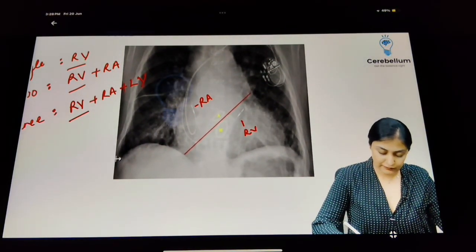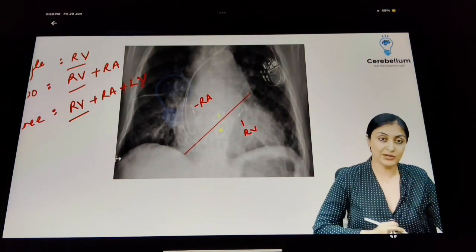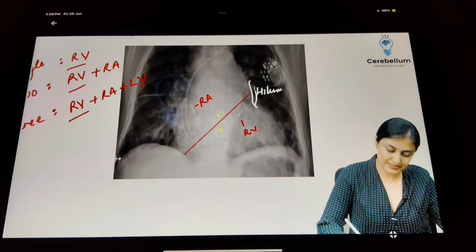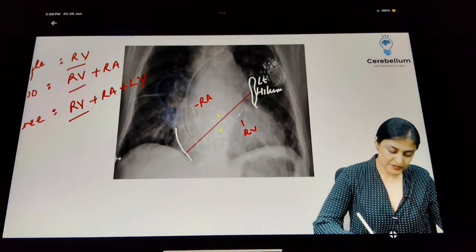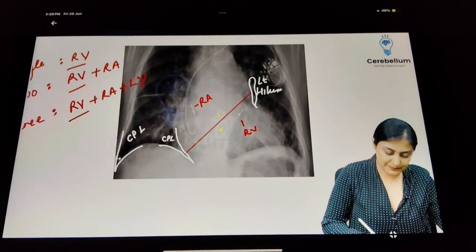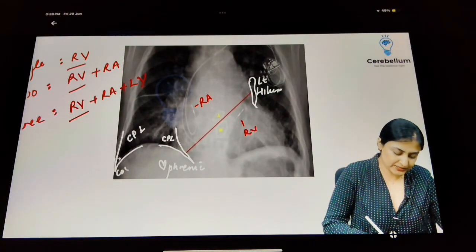So how to know whether a valve, if they label this and ask whether it's aortic or mitral? For that you have to remember a line. Draw a line from the left hilum. This is the hilum, right, where you have the vessels going down. So this is the left hilum. And what is this angle called? This angle is my CP angle, which is costophrenic angle. This is my other CP angle, which is my cardiophrenic angle. This is between the chest wall and diaphragm.